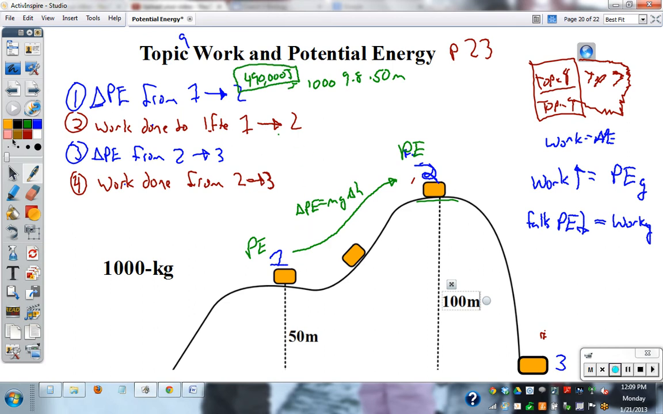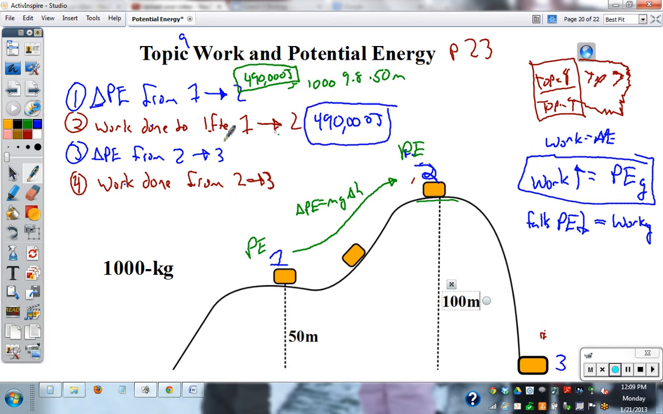So how much work did the actual machinery have to do to lift it up? Well, it's the same. 490,000 joules. However much potential energy changed, that's how much work was done.